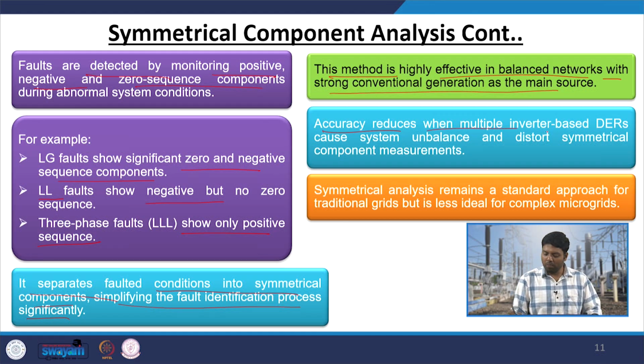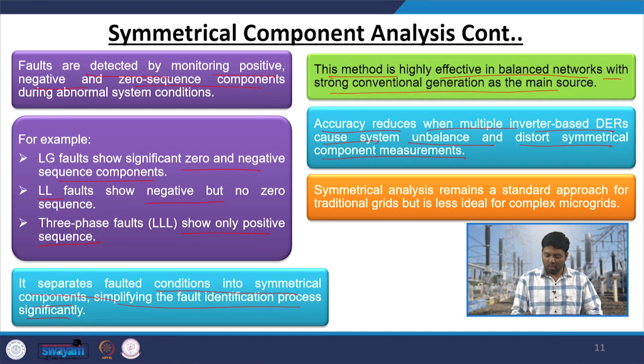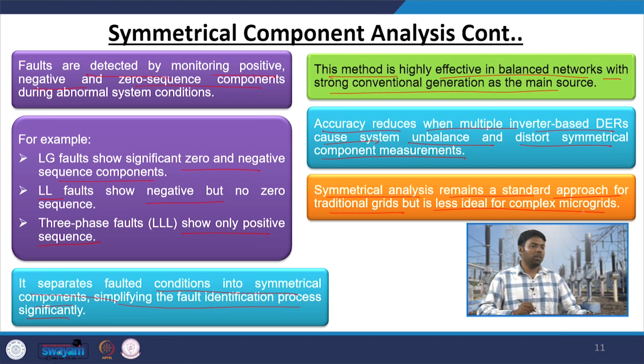Accuracy reduces when multiple inverter based DERs cause system unbalance and distort symmetrical component measurements, just what we discussed now. Symmetrical analysis remains a standard approach for the traditional grid, but is less ideal for complex microgrids.